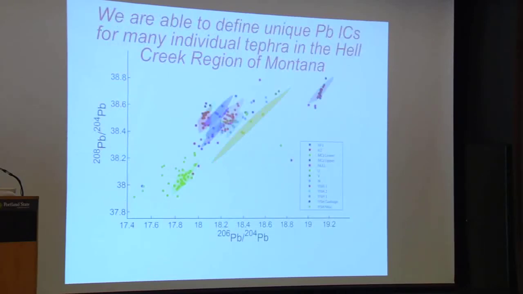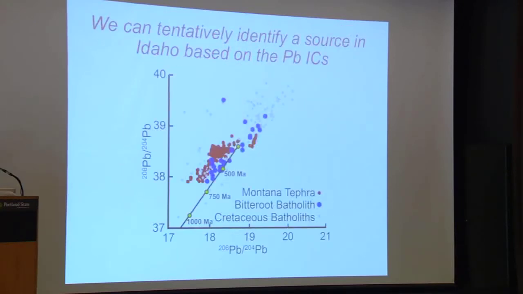So to summarize and to plot up a whole bunch of data, we're able to define unique lead isotope compositions from many individual tephra in the Hill Creek region of Montana, and this will help us aid the paleontologists in their search for stratigraphy. We can also do something really interesting with lead isotopes, like what was shown before. We've tentatively defined a unique source in Idaho in the Bitterroot batholith based on the lead isotope composition, so several hundred kilometers away. This is the Bitterroot batholith in blue and some of the Montana tephra data in red.